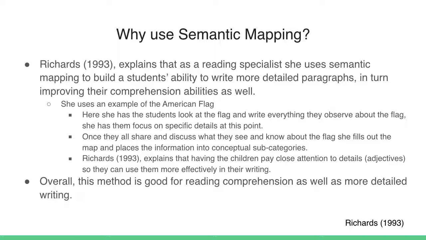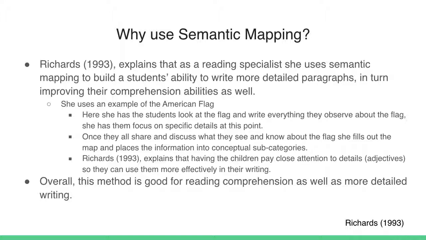So once she did that and all the students came together and talked about all the different things that they noticed, she took the size of the flag, the colors of the flag, the shape, composition, and designs, and made those the subcategories. So all the different things that the students came up with, size, the colors, they all went into the different categories. And once she did that, all the students were able to go back, talk to each other, talk about what they saw about the flag, and then she had them write a paragraph on it and use the details that they noticed on the flag and that they put in the semantic map.